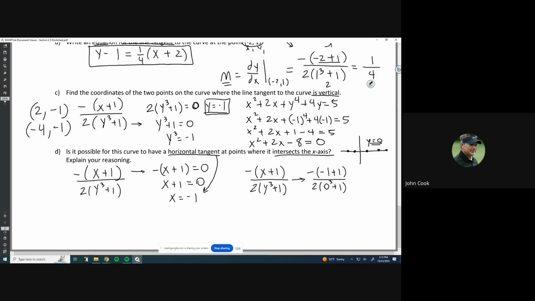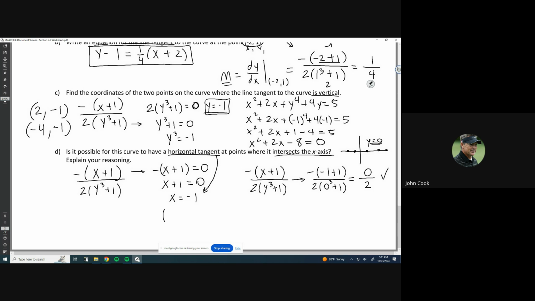Everything's looking okay so far, because in the top part I get a 0. That's okay. In the bottom part I get non-zero, you just get 2. So this works out. I would get a derivative of 0. So that's good. But then I also need to make sure that it actually would work in the equation.